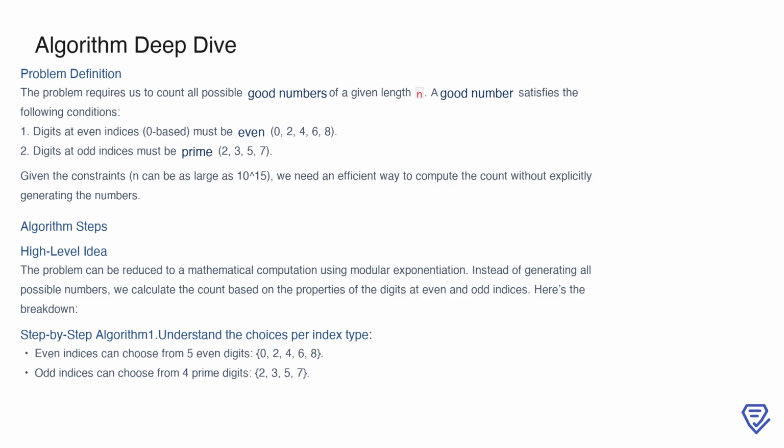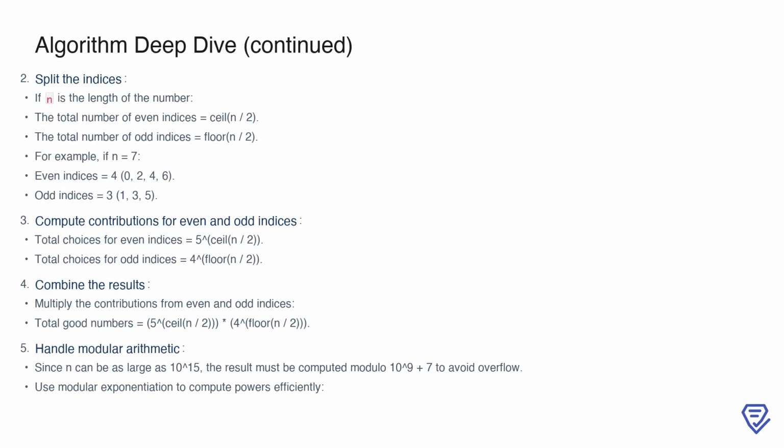At a high level, this involves modular exponentiation to compute the contributions of even and odd indices separately without explicitly generating numbers. The first step is to understand the choices available for each index. Even indices have 5 options, while odd indices have 4 options. Next, we split the indices based on the length of the number n. For any given n, the even indices are determined by taking the ceiling of n/2, while the odd indices are the floor of n/2. For instance, if n is 7, we have 4 even indices and 3 odd indices.